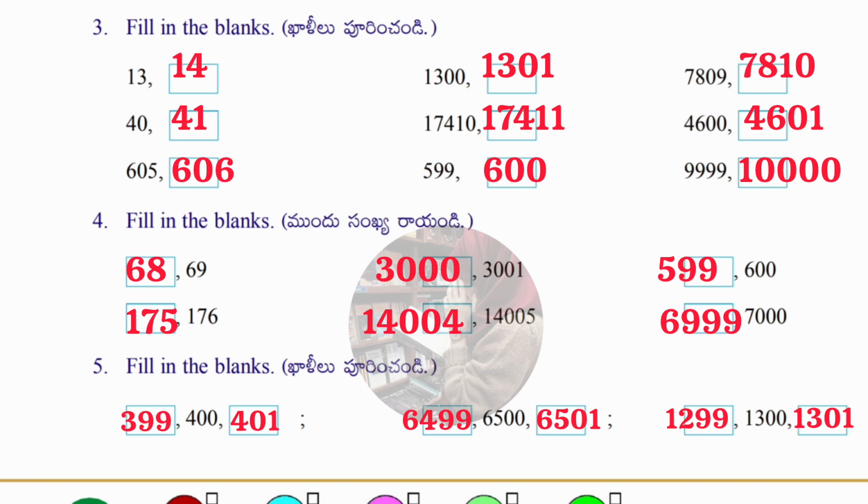Let's see the fifth Roman. Here, fill in the blanks. Here we have to write both the successor and the predecessor of the number. Before number and after number we have to write. So 399, then 400, then 401. If we see the second one, then 6499, then 6500, then 6501, like that.